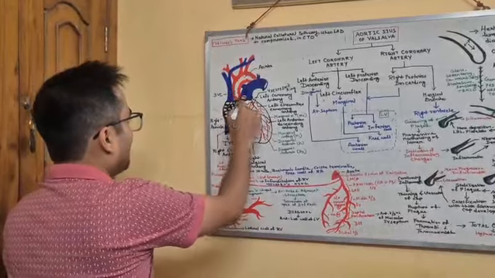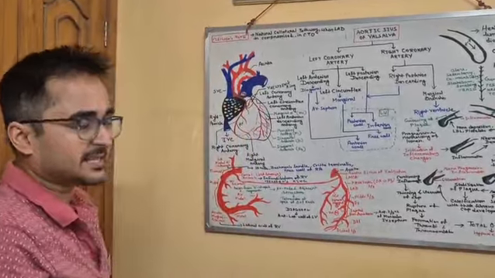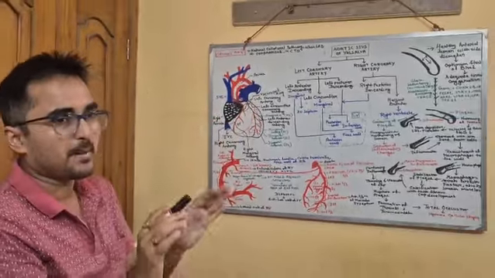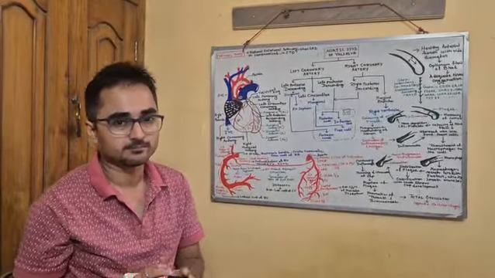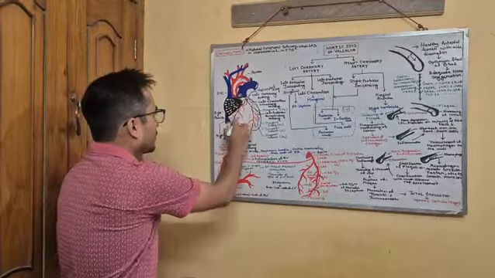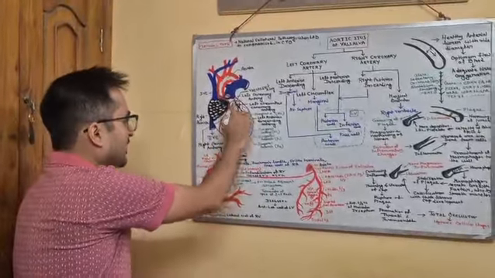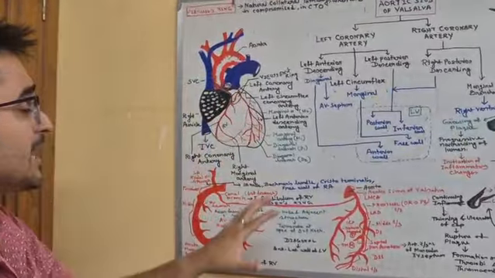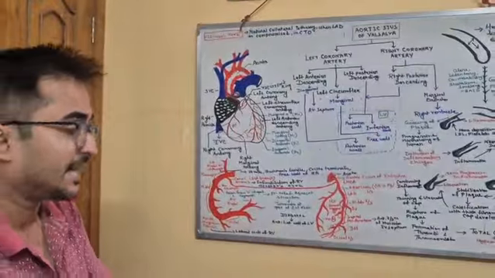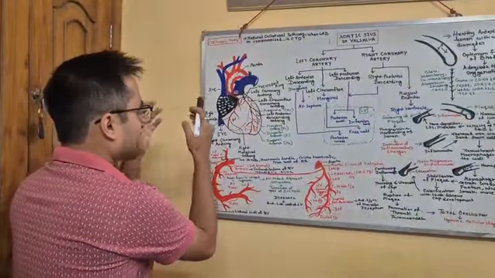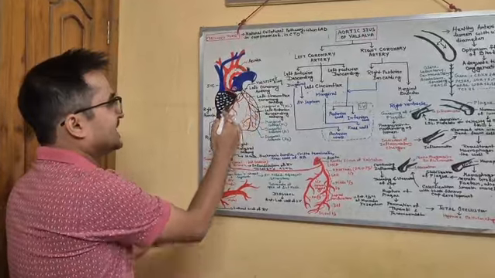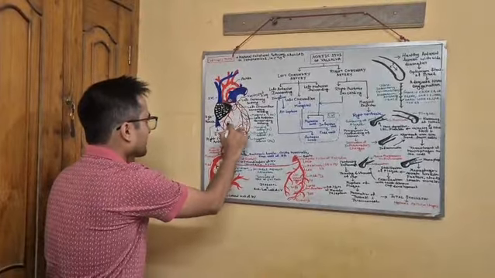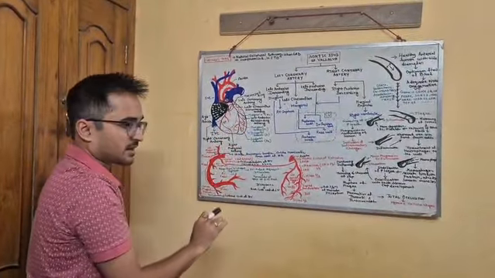Now, from this aortic sinus of Valsalva, two arteries are originating, the main two arteries which are supplying your heart. Number one is the right coronary artery, and number two is the left coronary artery. As the diagram suggests, the left coronary artery is much more branched than the right coronary artery. The right coronary artery is divided basically into two parts. This is the main trunk of the right coronary artery, and this one is your right marginal artery.